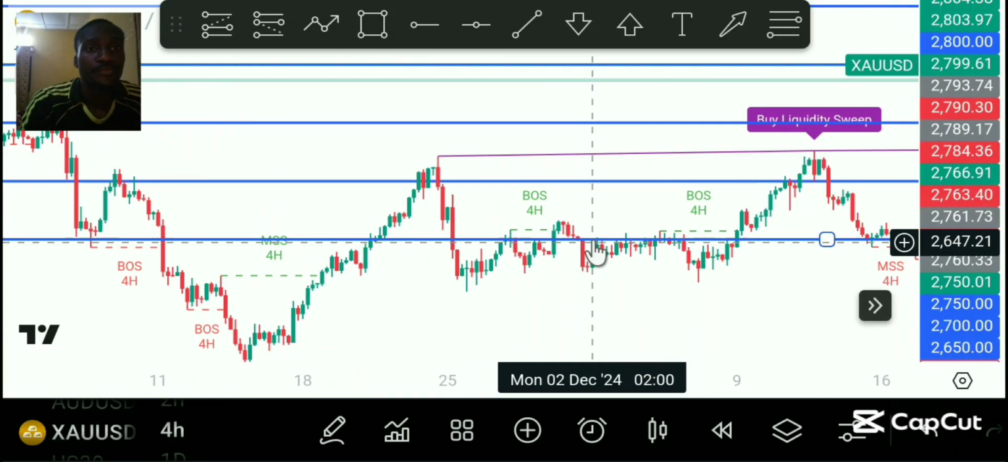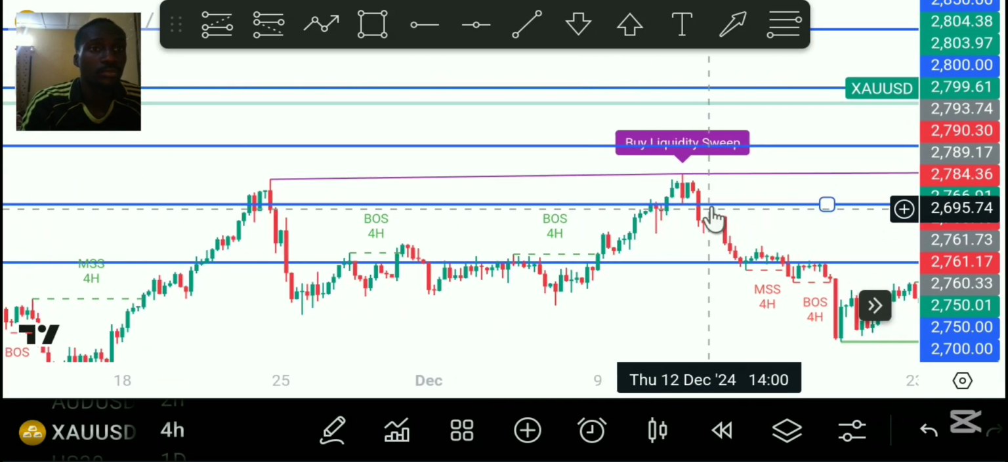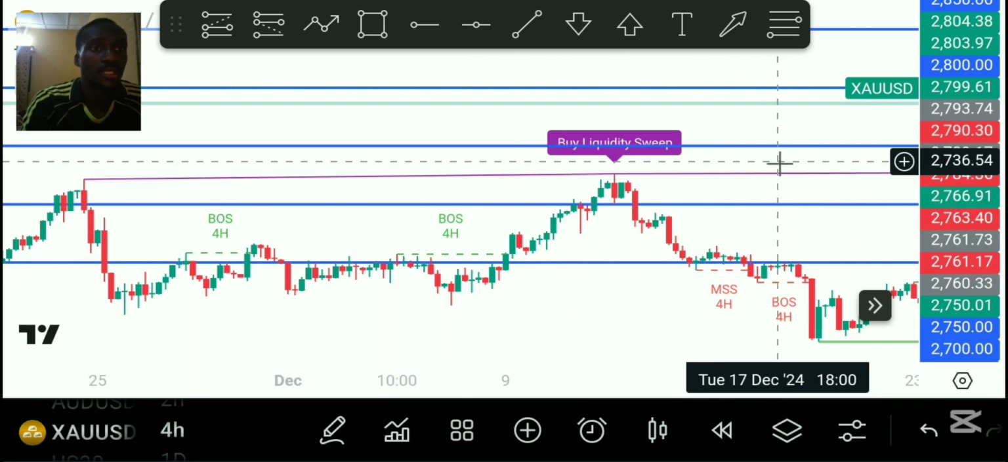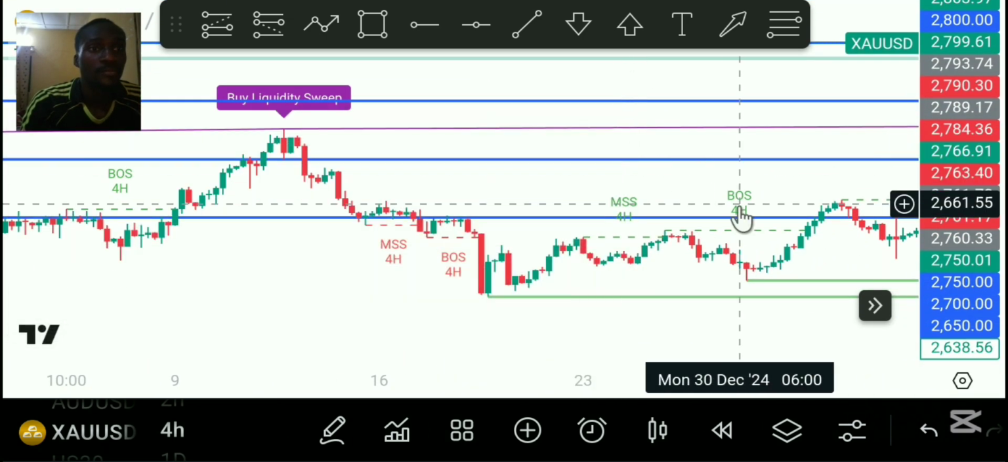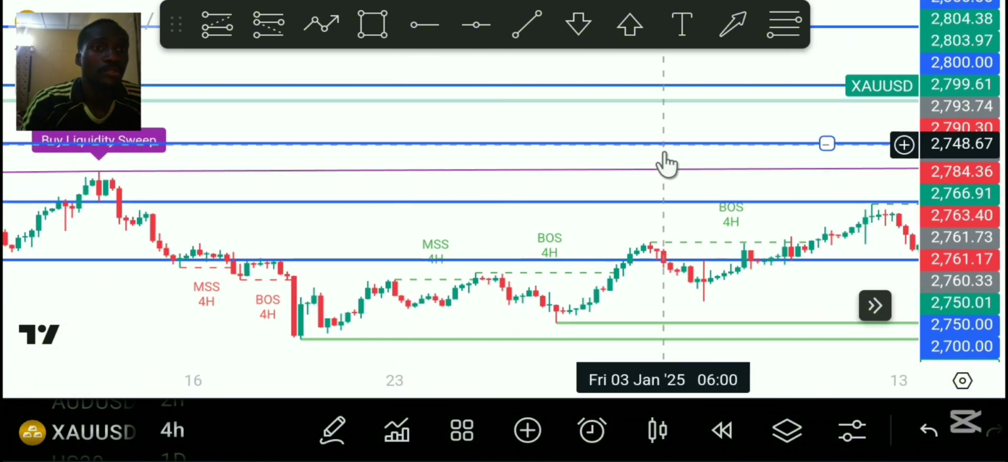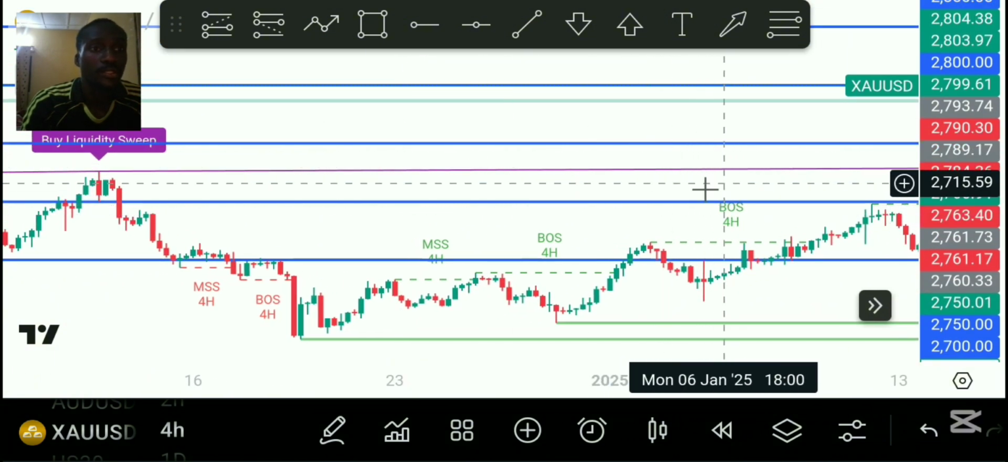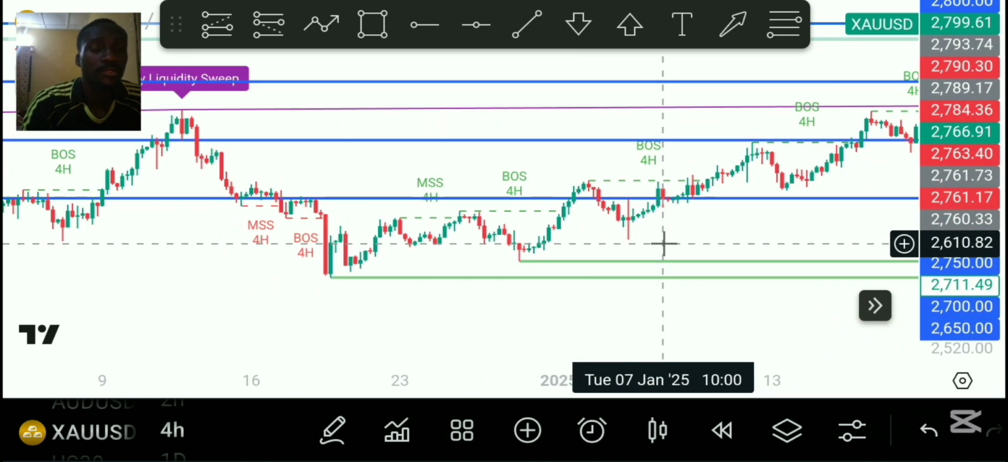Hello guys. If you have been finding it difficult to identify order blocks, today I'm going to be showing you how you can identify an order block on your chart. So what is an order block? An order block can be your point of interest or your area of interest. You use it to identify areas where you should take your buy or your sell.